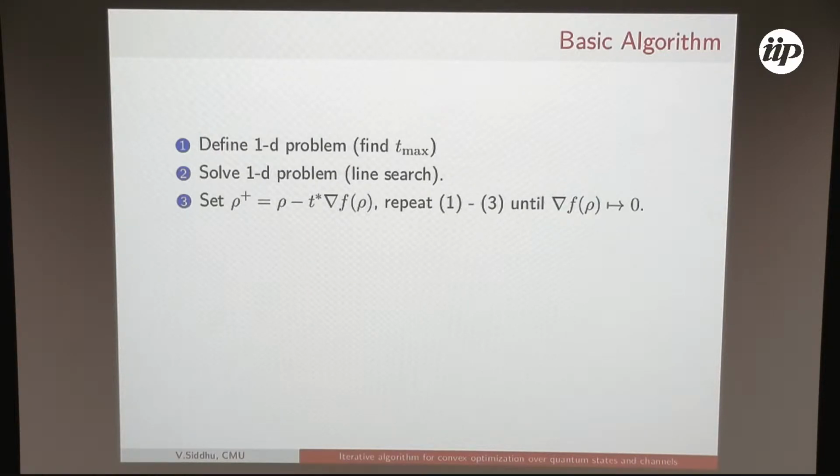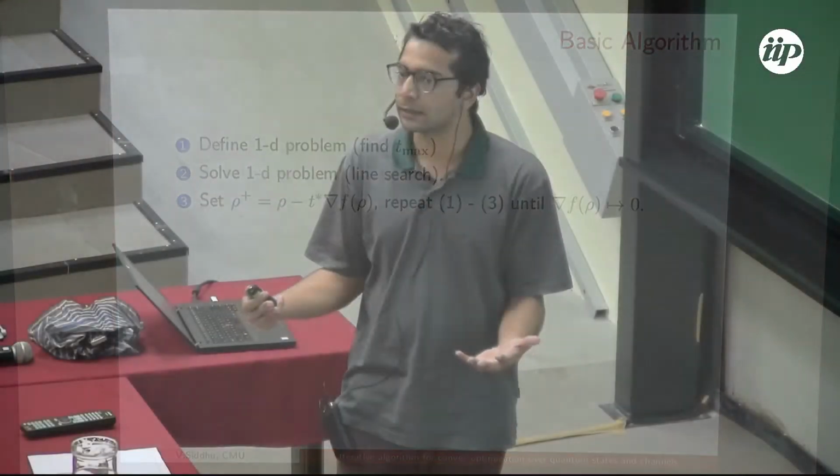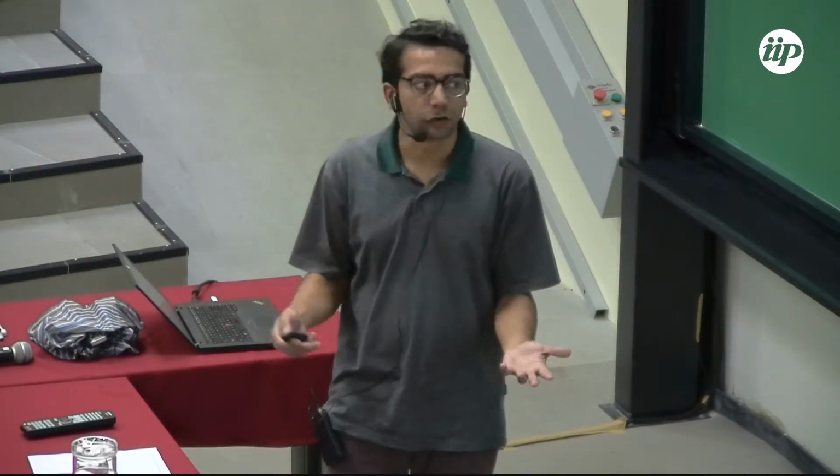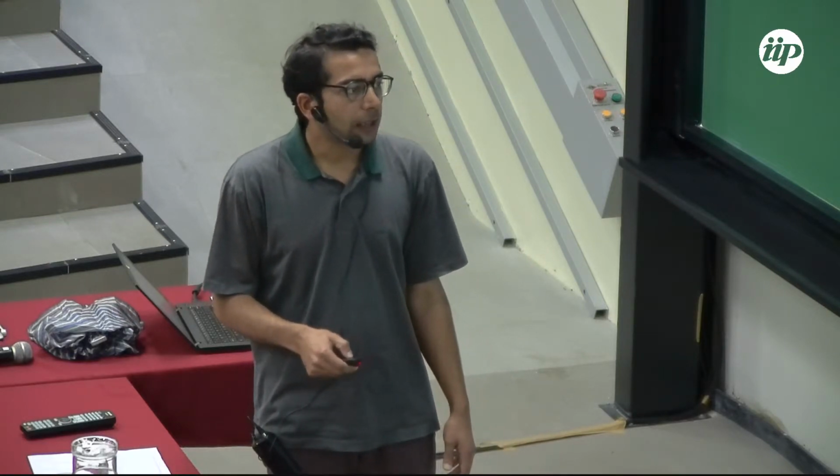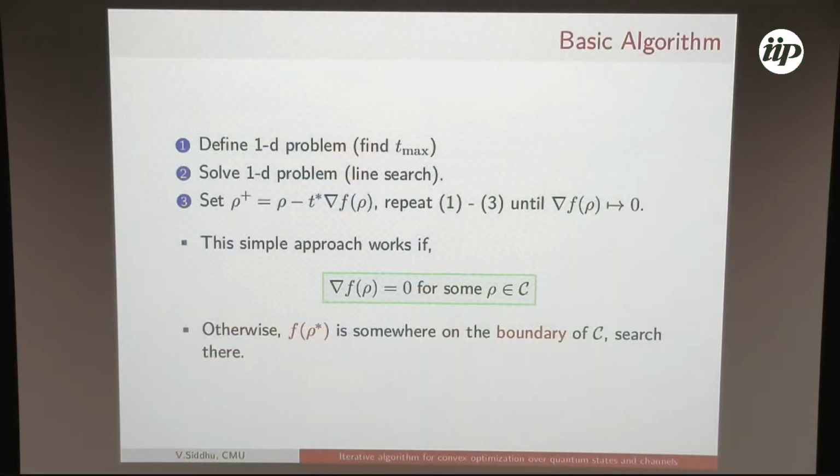And if the gradient goes to 0, then you actually also have a certificate of optimality for convex functions. And otherwise, you need some way to explore the solution on the boundary of the set. Because if the gradient is not 0 inside, then maybe the solution of your optimization problem lies at the boundary.